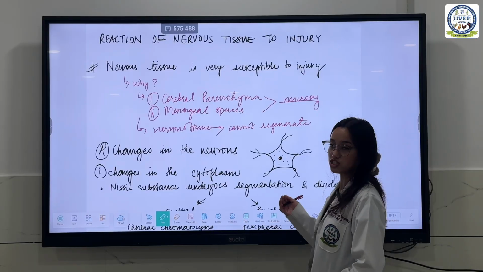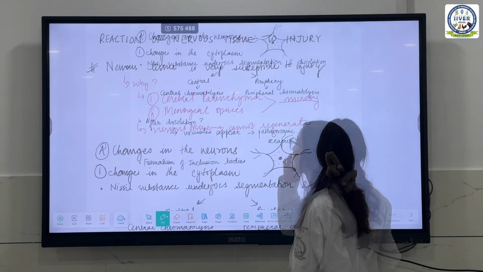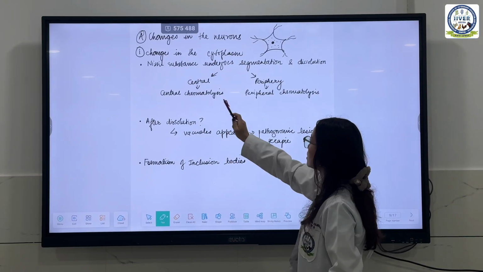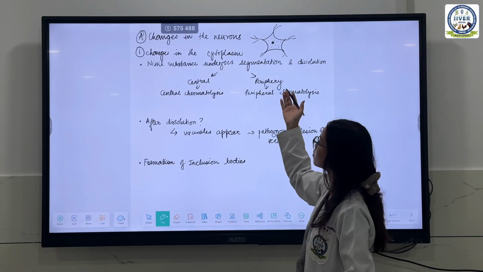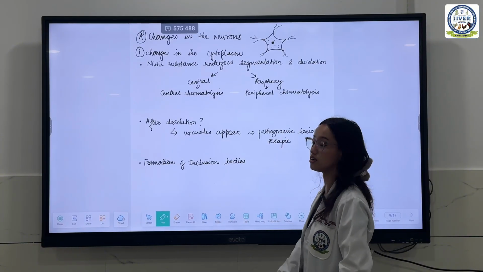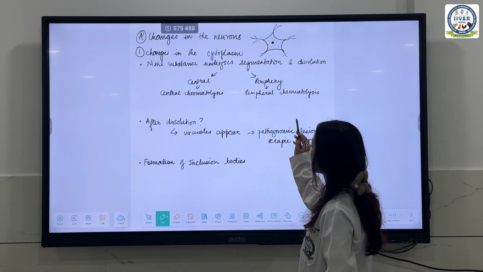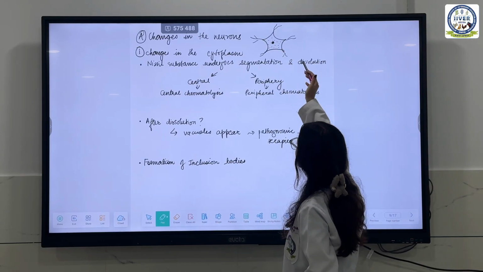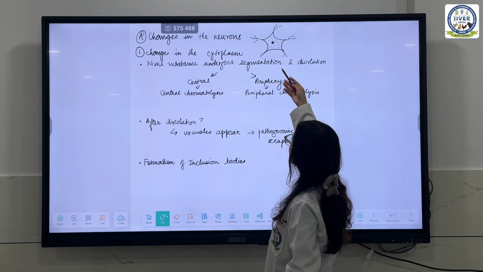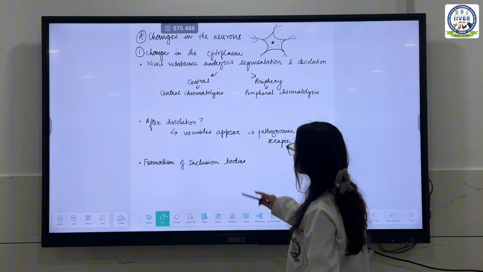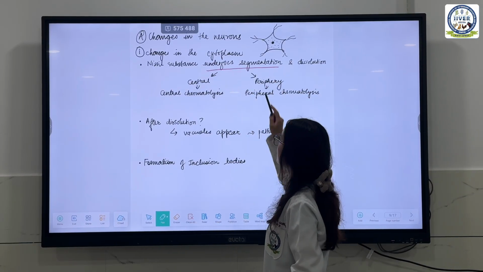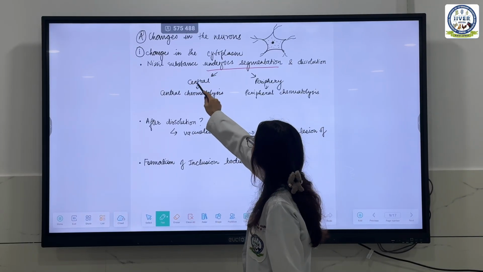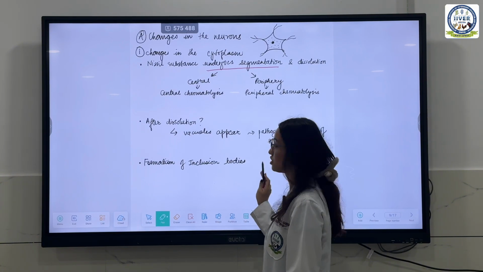Now we'll talk about the changes in the neurons. First, the changes in the cytoplasm. In cytoplasm, we have the tigroid substance, also called Nissl substance, which undergoes segmentation and dissolution. When it undergoes segmentation, there are two possibilities. It can undergo central segmentation or peripheral segmentation.